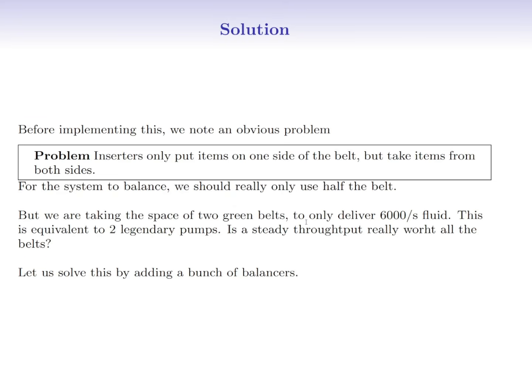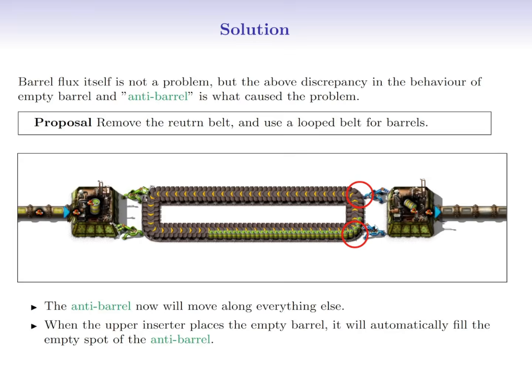But before I show you an implementation of this, there's an obvious problem. It's that inserters can only put items on one side of the belt. So this inserter can only put items on the right hand side of the belt, which means your empty barrel had better come from the right hand side of the belt. But when this inserter grabs, it could grab something on the far side of the belt. Okay? So your empty barrel might show up on the far side of the belt.